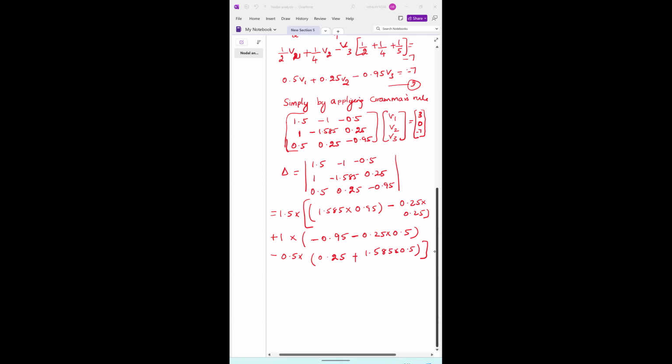So you will be getting the del value equal to 1.5 into 1.585 into 0.95, so it becomes the sum, 0.565.